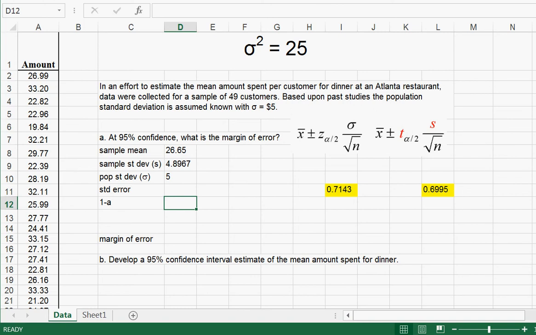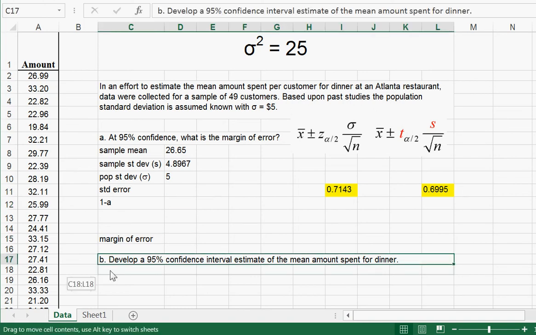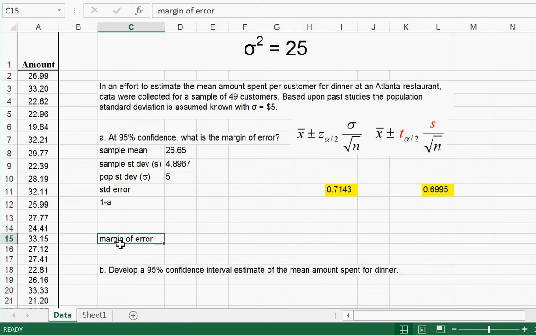Our goal here is to get the margin of error, right? Actually, I need to pull this down one more. How do you pull it down? You just grab it and pull it. Grab it on the side.